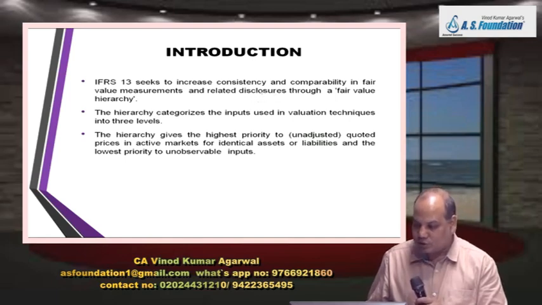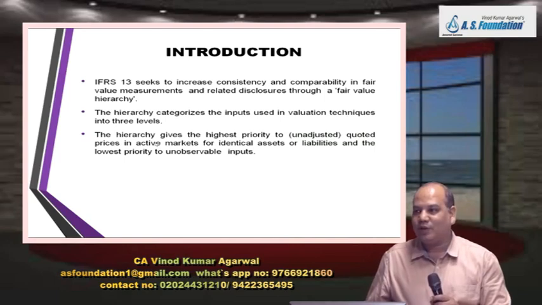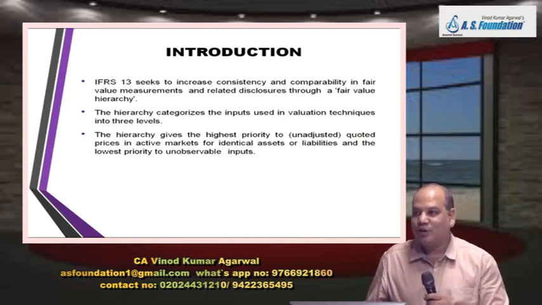And the standard also deals with disclosure requirements. This standard has given 3 levels of identification of fair value, which is called the hierarchy. Means you have 3 levels. First you start with level 1. If you can find out the fair value at level 1, then you go to level 2 and then go to level 3. And this way you will be able to calculate the fair value.